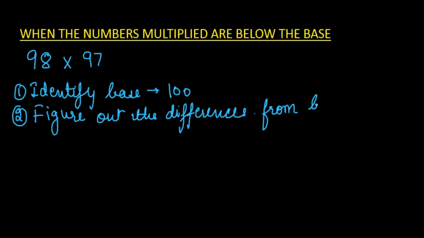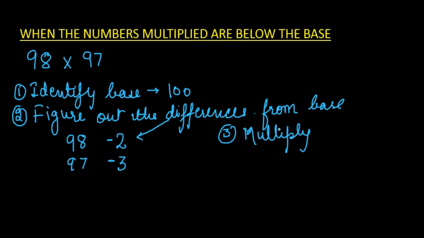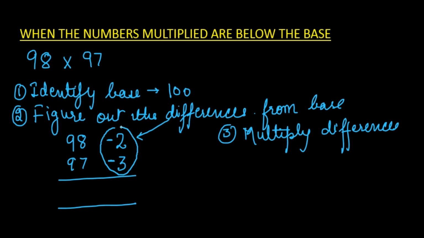Okay. So we see that 98 is 2 less than 100. So we write a -2 because it is 2 deficient. And 97 is 3 less than 100. So we have written the differences here. Now your third step is to multiply the differences. In our case, the differences are -2 and -3. So we will be multiplying -2 and -3 to get a +6.